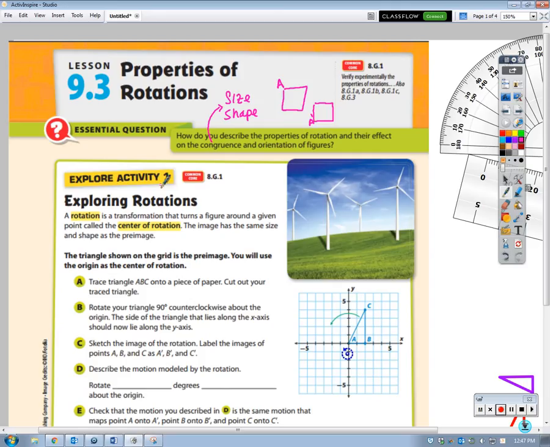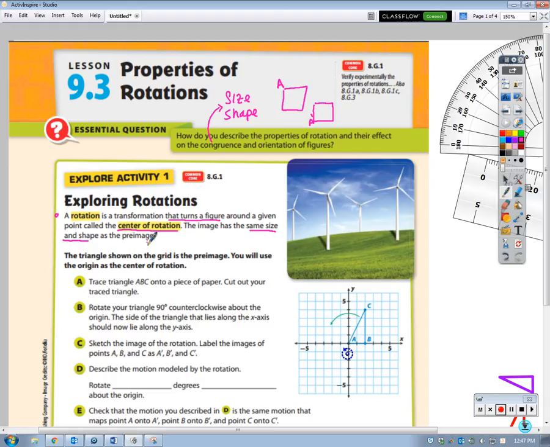So, Explore activity 1, exploring rotations. A rotation is a transformation that turns a figure around a given point. Okay, so it turns a figure. That point is called the center of rotation. That's an important vocab word. The image has the same size and shape as the pre-image.